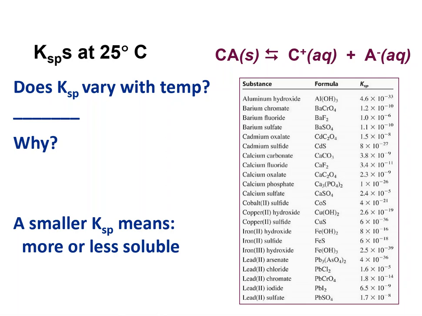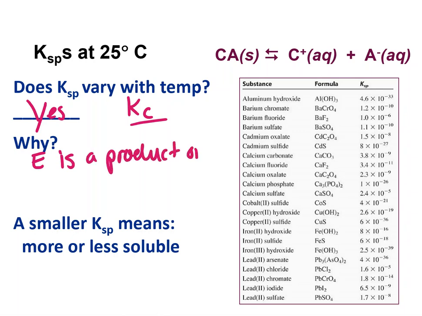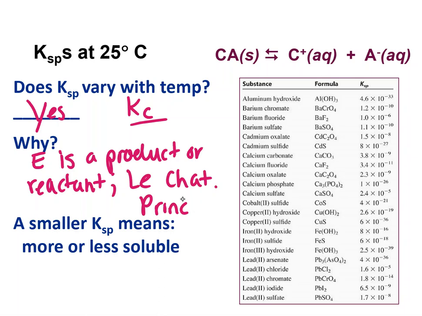So, does KSP vary with temperature? Yes. Why? Well, all equilibrium constants vary with temperature, but the reason why is that energy is a product or reactant. And so then we use Le Chatelier's principle to decide which way equilibrium shifts. And definitely equilibrium constants do change with temperature.